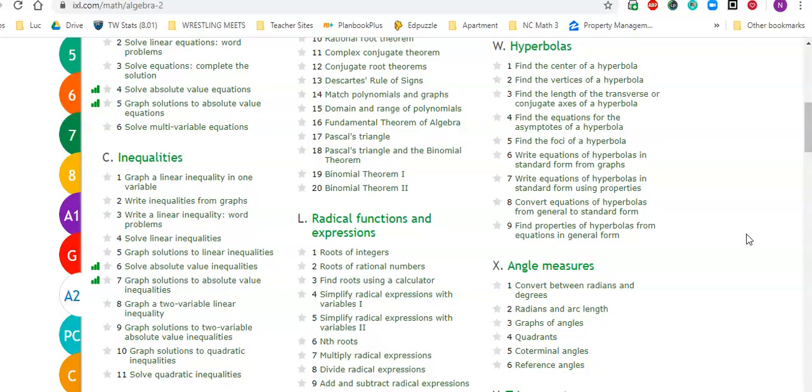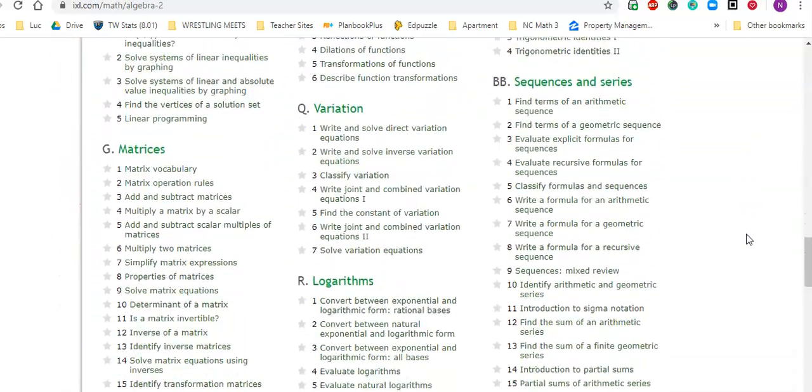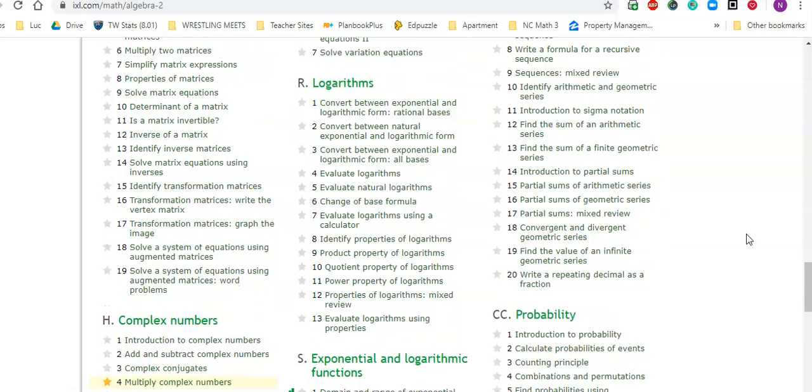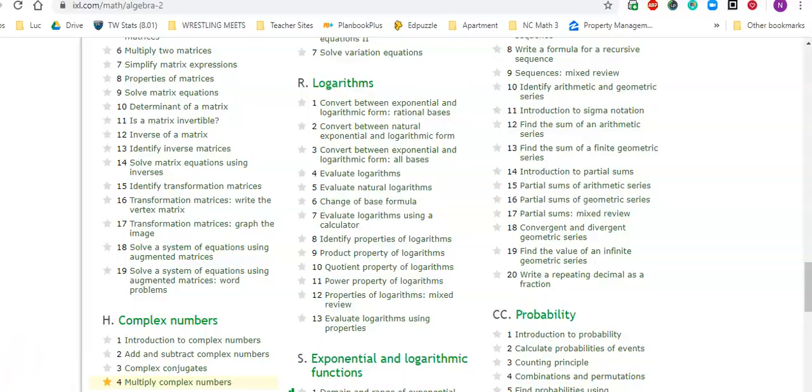If you need more practice on this, go over to IXL, the Algebra 2 section. Again, this is where we are mainly because Math 2 is mostly Algebra 2. Go to the Algebra 2 section, go down to R, Logarithms. You see R6 is change of base formula. So this will give you some practice on rewriting these as 2 logarithms, one divided by another, 2 base 10 logarithms.